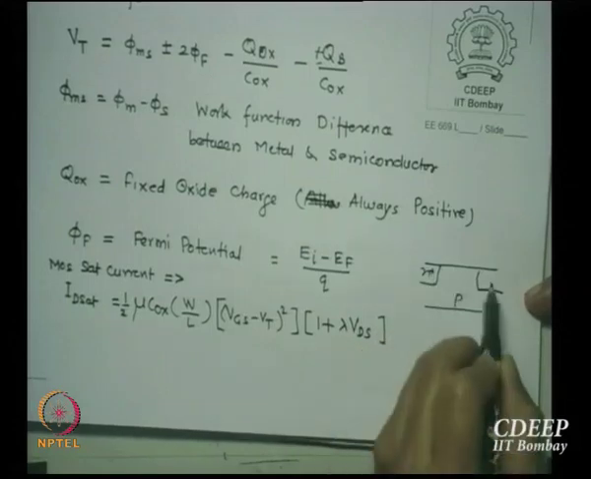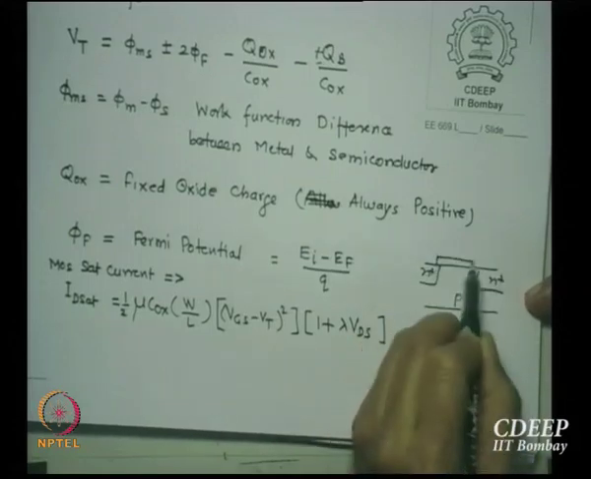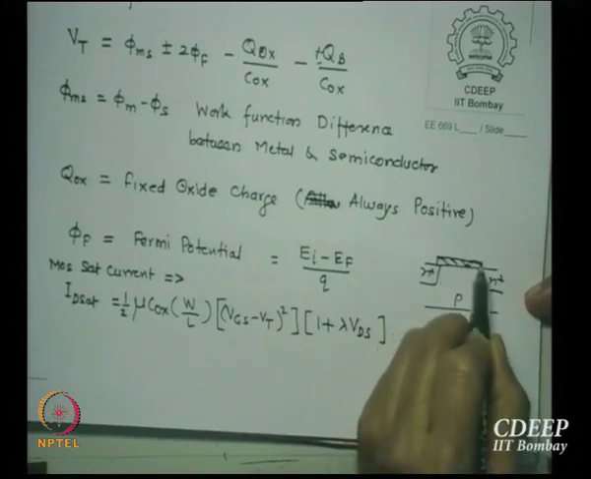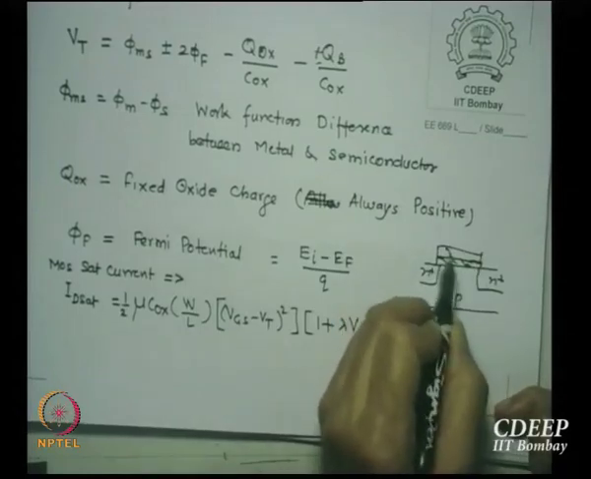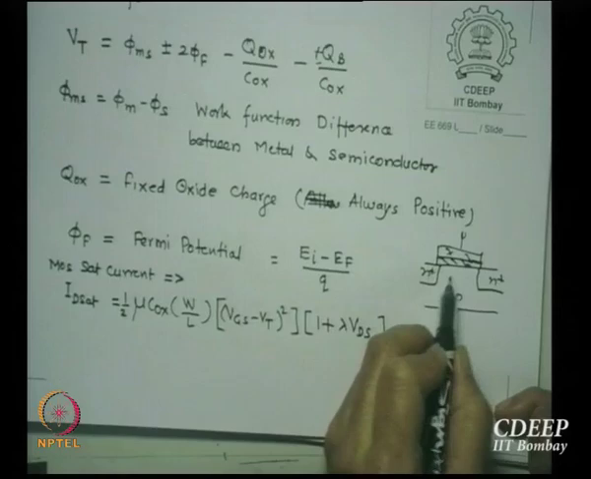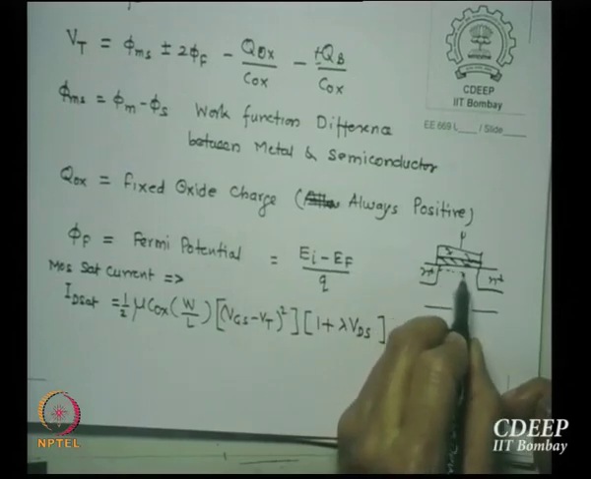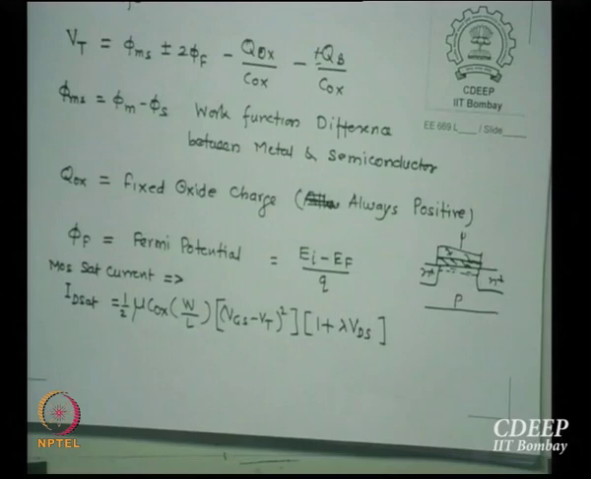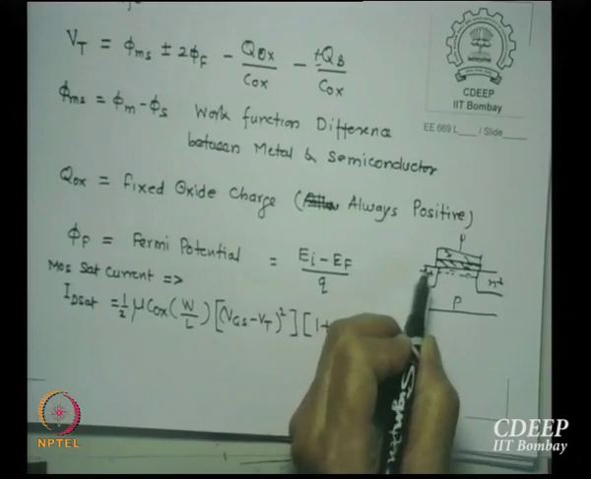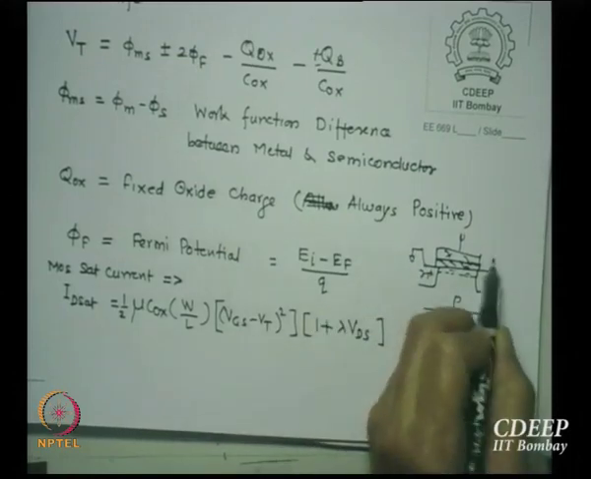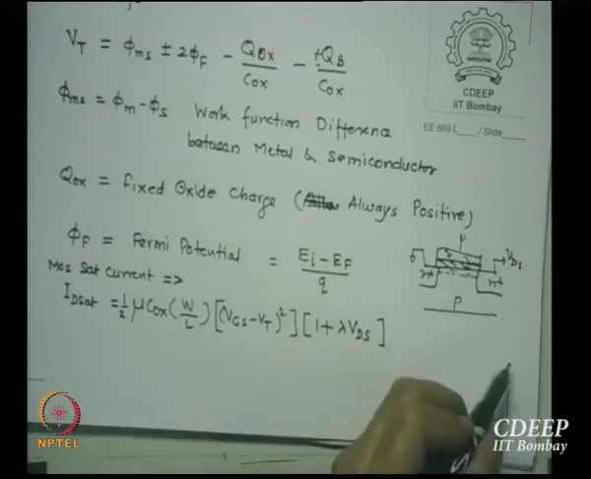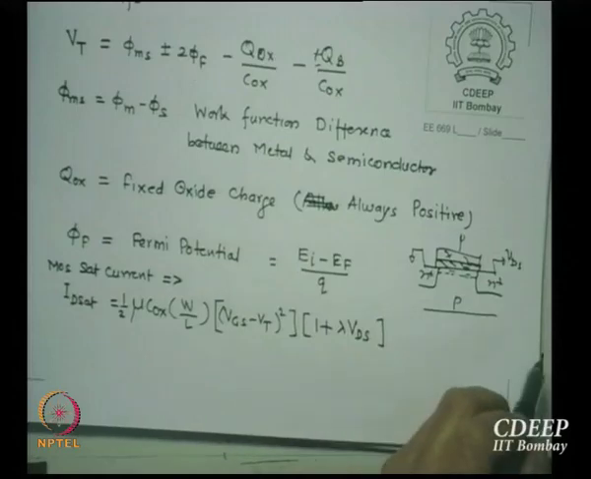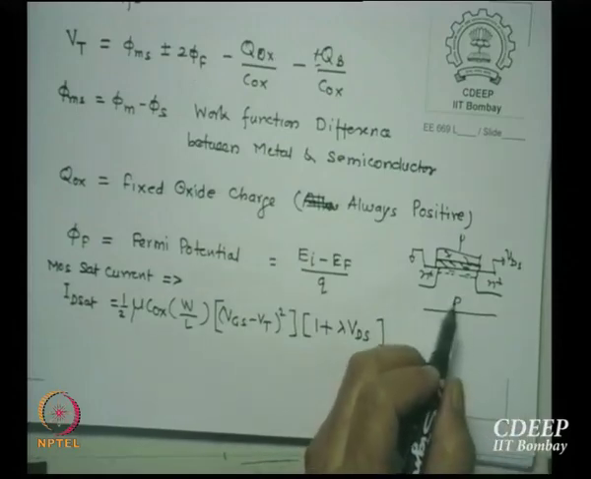This is my source, drain, and this is my oxide. Now, if I create an inversion layer here by applying VGS positive, let's say, how does the current flow? Electrons flow from source to drain due to the lateral electric field, called drift current.